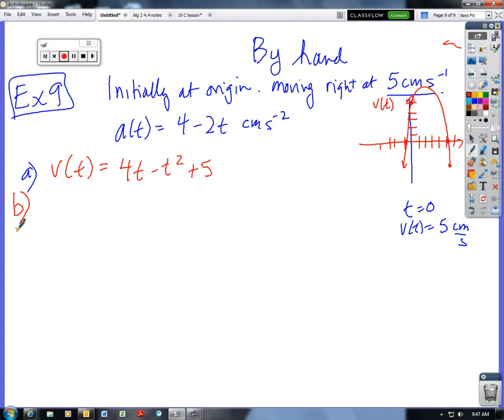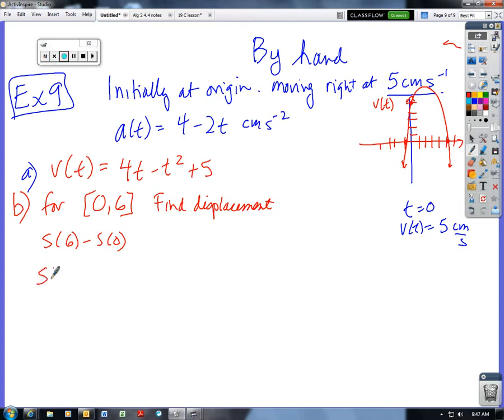For the first 6 seconds of motion, I'm trying to think of the fastest way to write that. Determine the displacement. Okay. Find displacement. Well, that means that's s of 6 minus s of 0. So that means I need to find s, which is the integral of velocity. So s of t is the integral of velocity. And velocity is 4t minus t squared plus 5 dt.